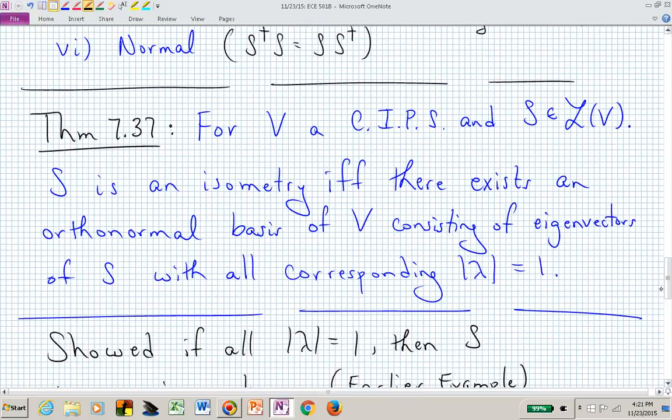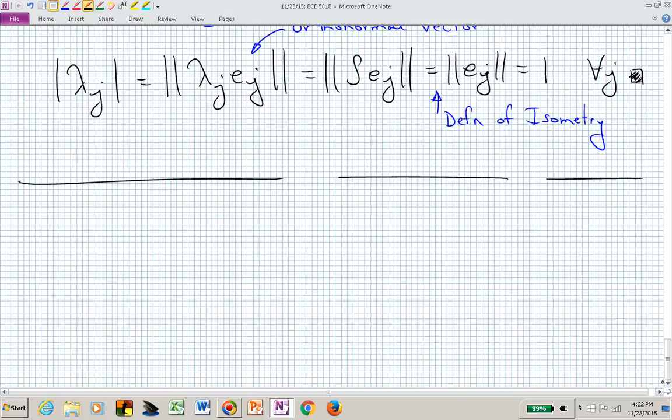So that's for a complex inner product space: a linear operator is an isometry if and only if it has an orthonormal basis of eigenvectors and each of the eigenvalues has magnitude 1. If you think about those eigenvalues as scaling, they're not scaling at all, are they? They have a magnitude of 1. Let's see what happens when we change our vector space to be a real inner product space.